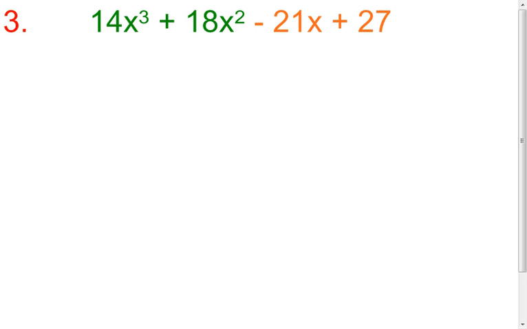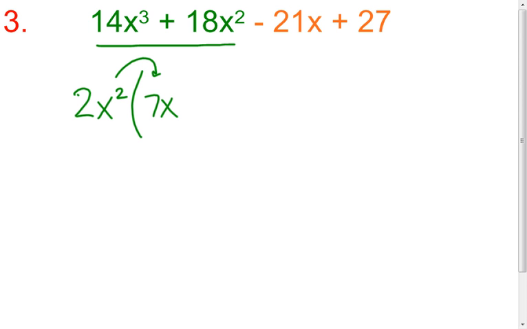Alright, kind of similarly here. So if I look at the green, I want to see what I can pull out of here. And when I do that, 14 and 18 are both divisible by 2. X cubed and x squared, I can pull an x squared out of there. Okay? So 2x squared times 7x makes 14x cubed.